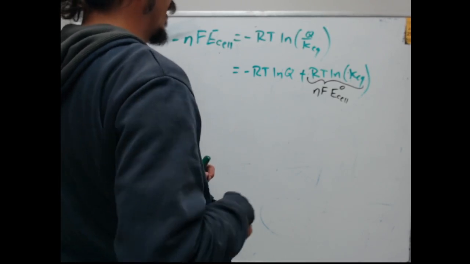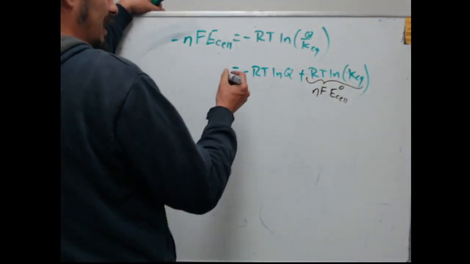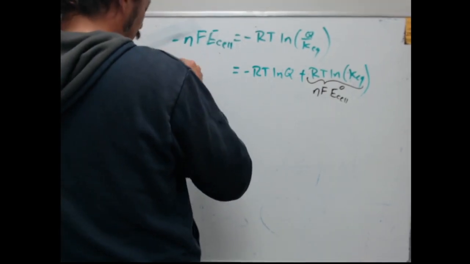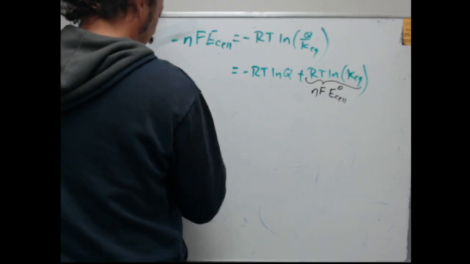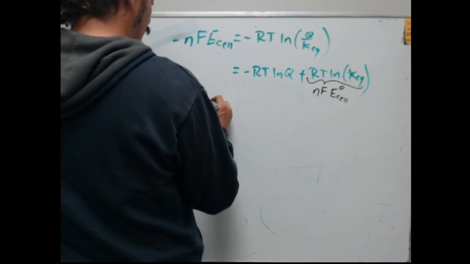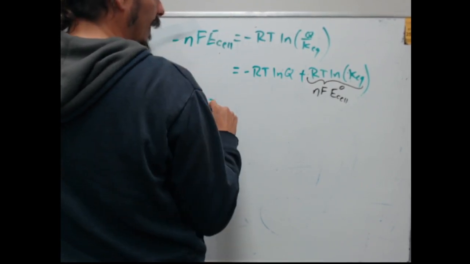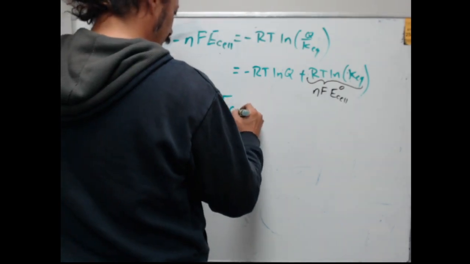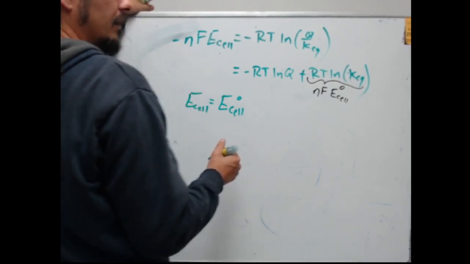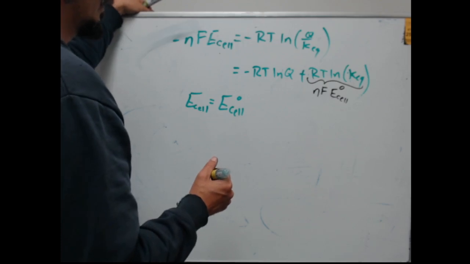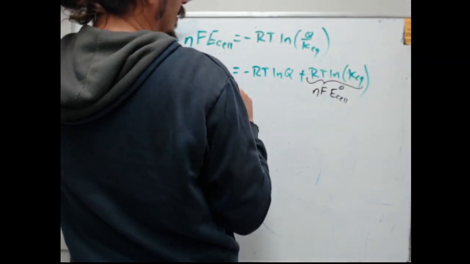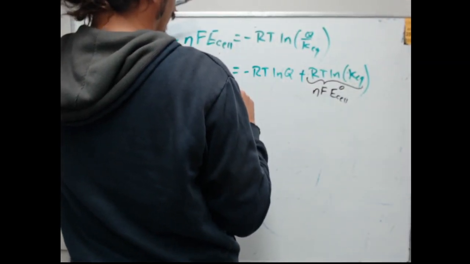RT ln Q is equal to nF E cell. We'll see, because what we're going to end up doing is dividing by negative nF. So I'm going to end up with E cell is equal to... I definitely dropped the negative sign in the middle, where it says plus. You're adding it, but technically it's a negative there. But then I flipped it as well. Okay, so then it becomes adding.